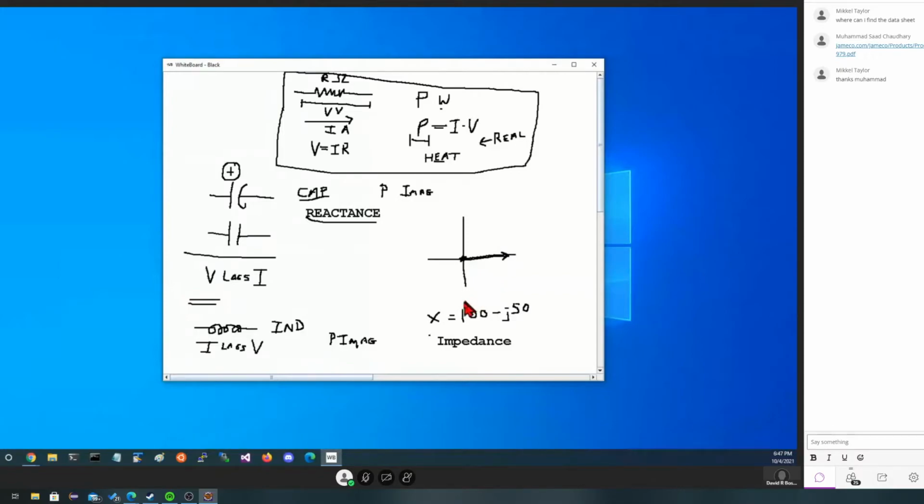Now, if we don't have any resistance, but we have pure inductive reactance, it'll stick straight up. Purely plus J, some number measured in ohms. So a reactance of 100 ohms would look like that.